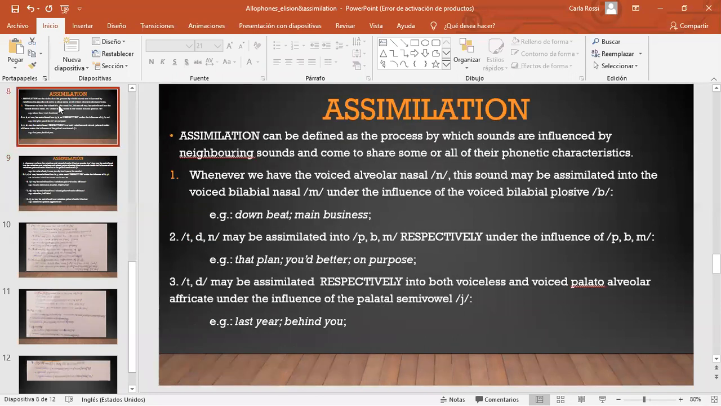And with some others, like the first one, or the second one, or the third one, if you don't assimilate those sounds, people would understand you anyway. If you say "last year" like that, people will understand you anyway, even if you don't assimilate anything. The same for "behind you." There are many options for pronouncing the same thing, and that is up to the speaker's choice. That's why this pattern, at least in my interpretation, belongs to free variation of allophones.